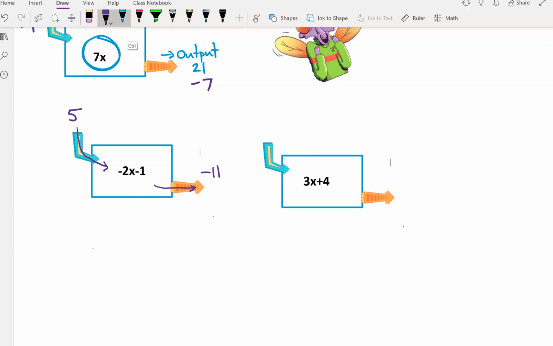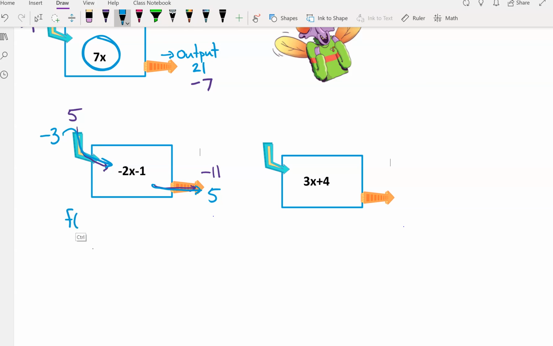Let's try another one. What if we had an input of -3? So our negative 3 goes into our function machine. Negative 2 times negative 3 is a positive 6, minus 1, and our output is 5. Okay, so the way this looks in terms of the notation is like this.